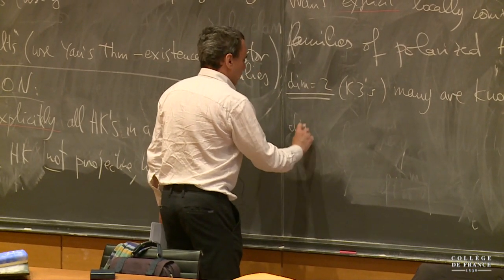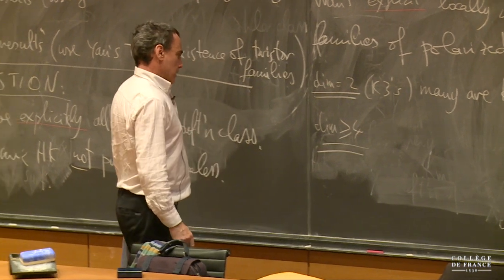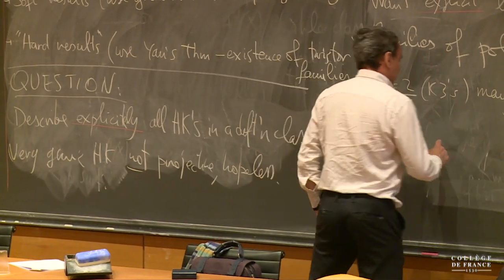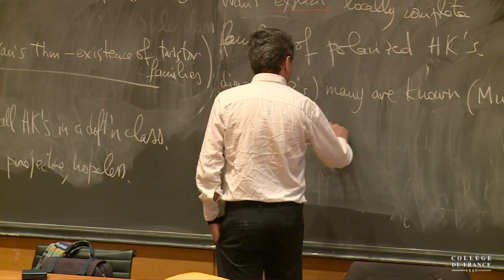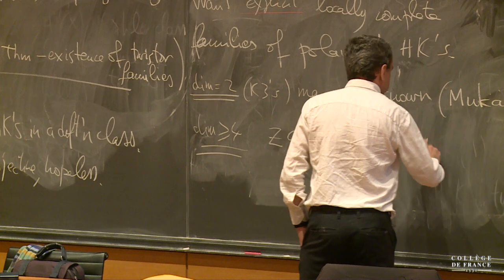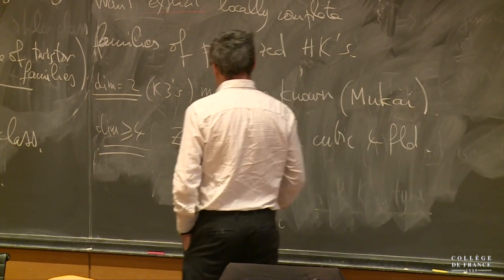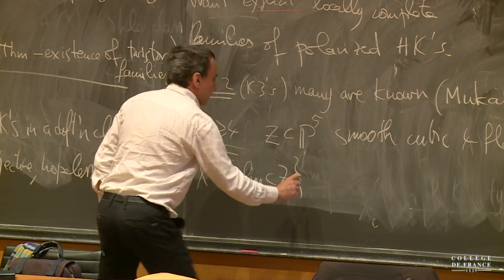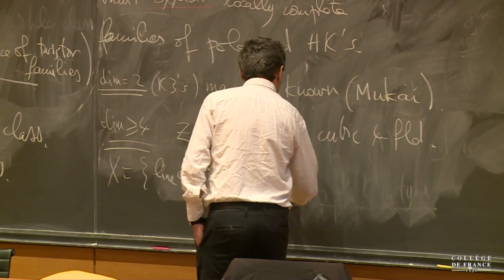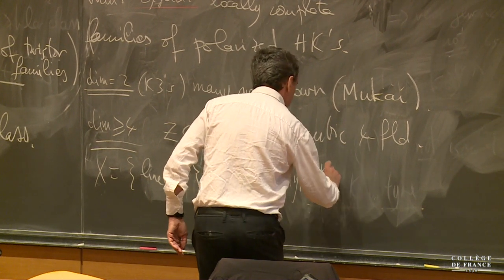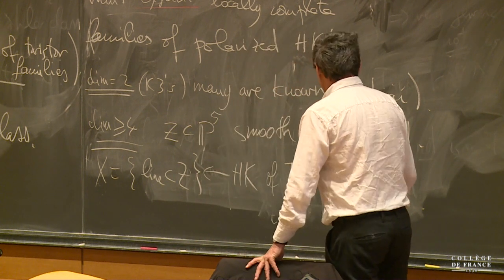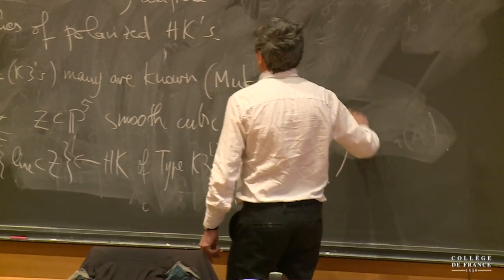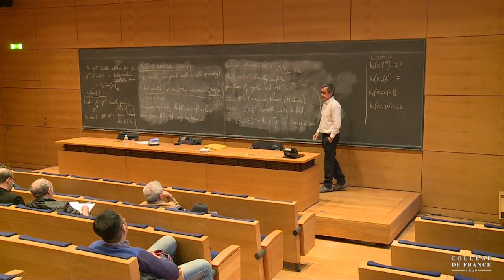And now what about dimension at least 4? So one example, perhaps the easiest to describe, is you start with a smooth cubic Z in P5, and you look at the set of lines in Z. So this is a Hyper-Kähler of type K3^[2], and varying Z, you get a locally complete family of polarized Hyper-Kählers.